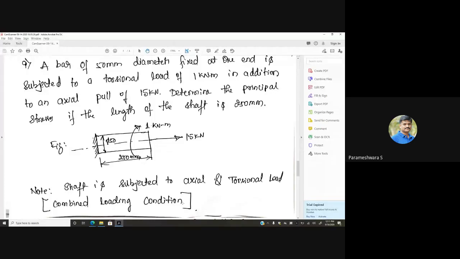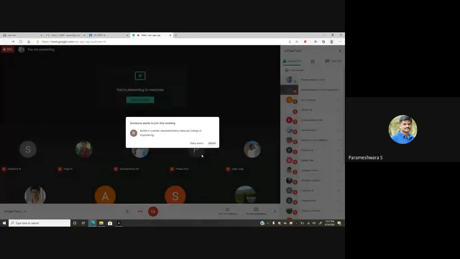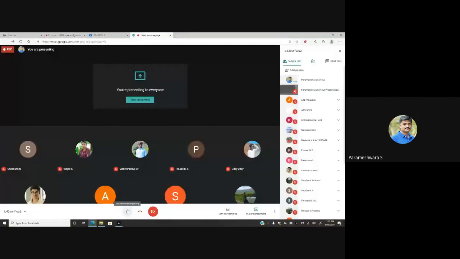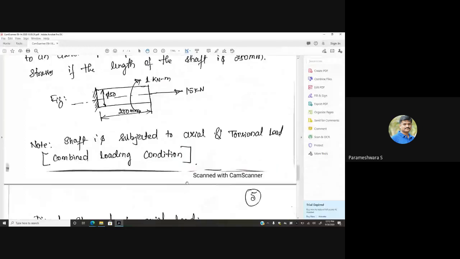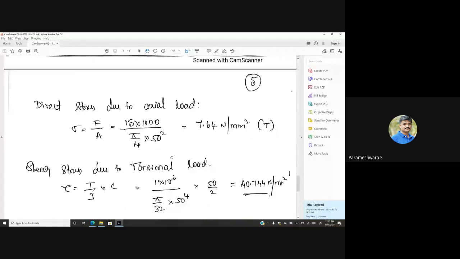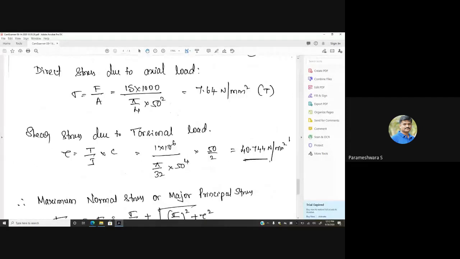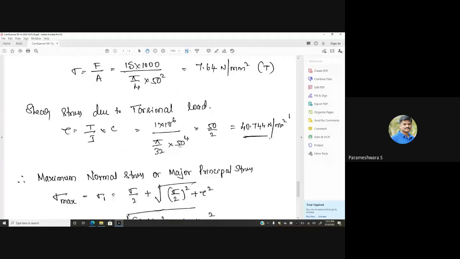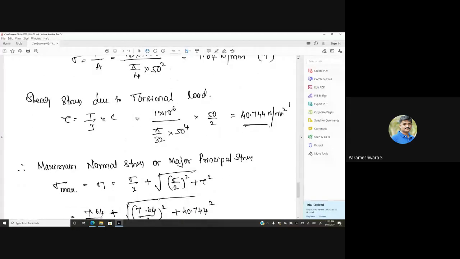Clear? So you have to find the principal stress. Whenever a body experiences combined loading, you have to find out the principal stress in it. In order to determine the principal stress, I have to calculate the stress induced due to axial load and also the shear stress induced due to torsional load. Then using those two values in the standard formula, I can calculate the maximum normal stress and the minimum normal stress.